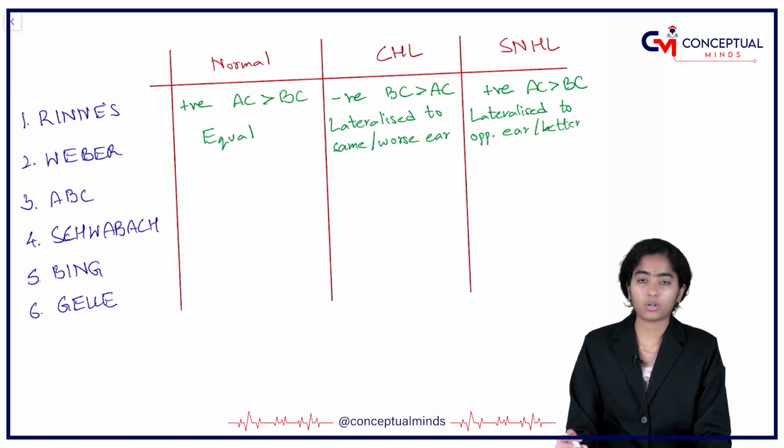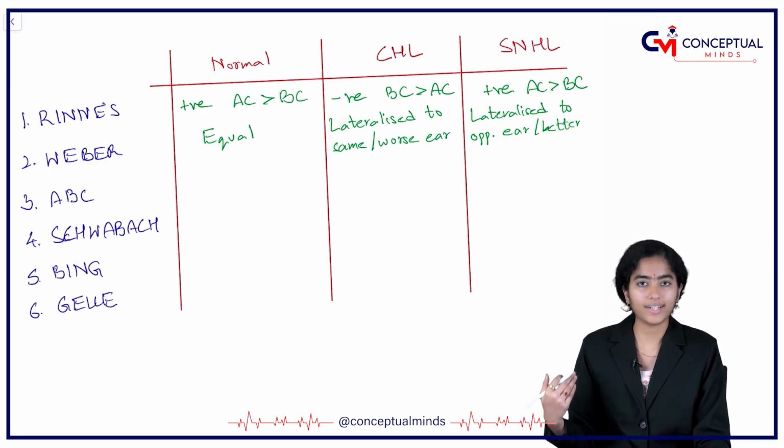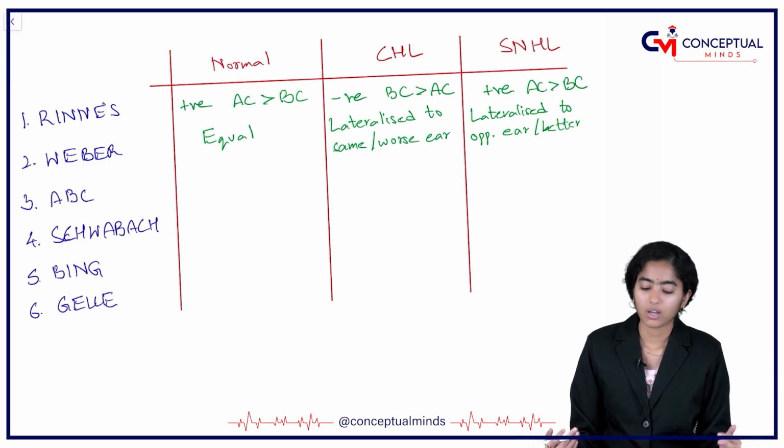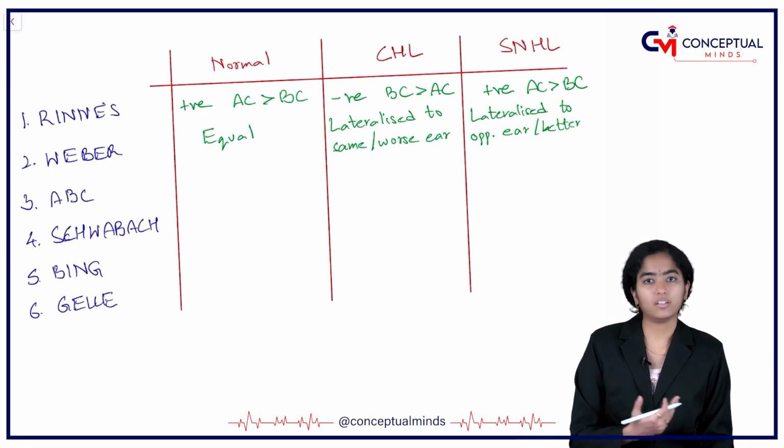What is same ear or what is opposite ear? The ear in which there is problem. So suppose there is sensorineural hearing loss on the right ear. Left ear is the opposite ear. The patient happens to hear better in the opposite ear, in the better ear.